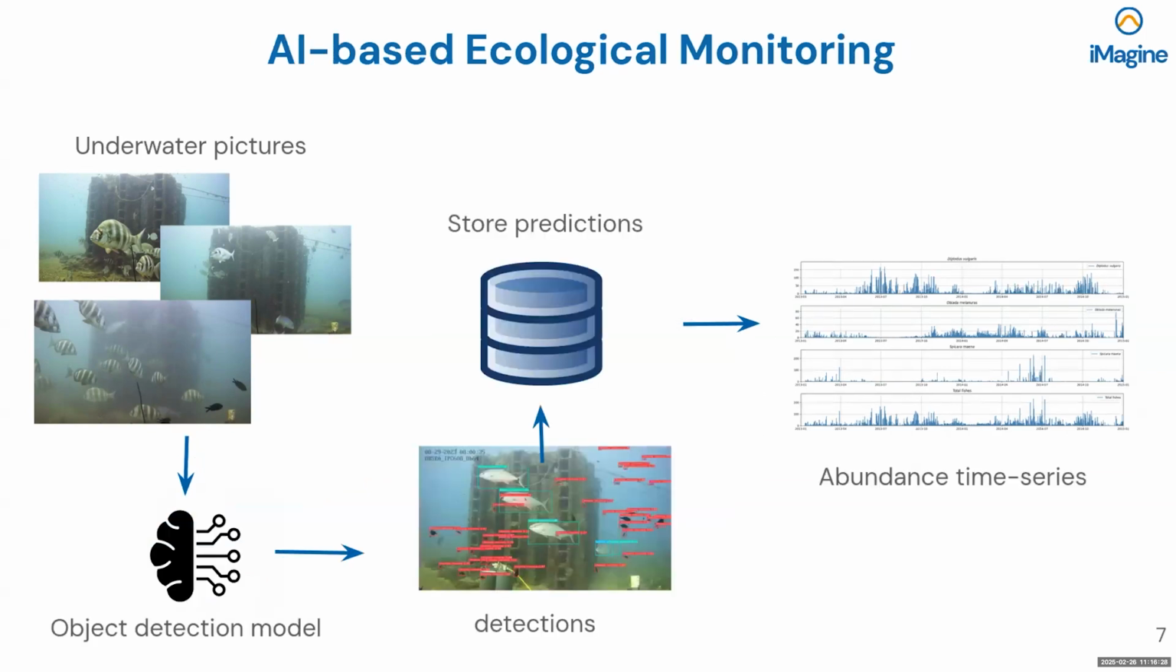And this is exactly what we have been doing in the iMagine project. We have developed this service for AI-based ecological monitoring, where we take the same pictures, but instead of having a scientist manually counting all the different fish specimens, we have an AI model that automatically produces detections, and we store these detections in a database. So the abundance time series that we can produce out of these pictures is fully automated, without any human in the loop.